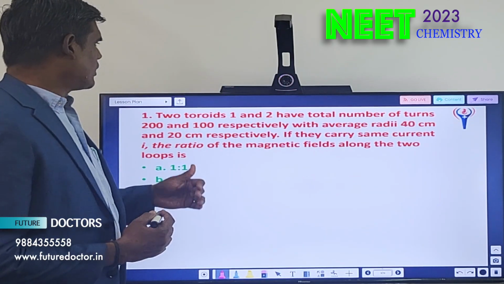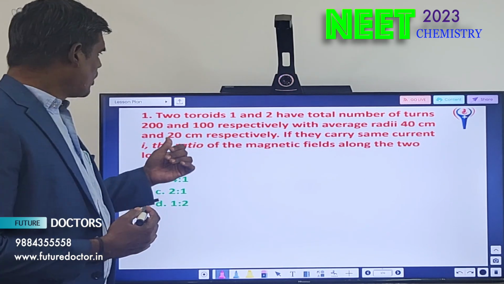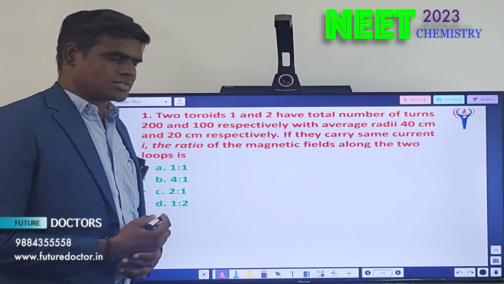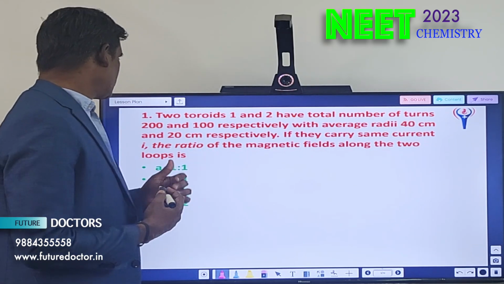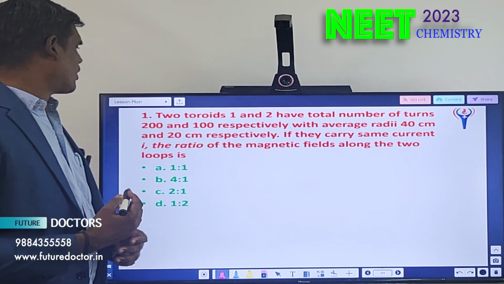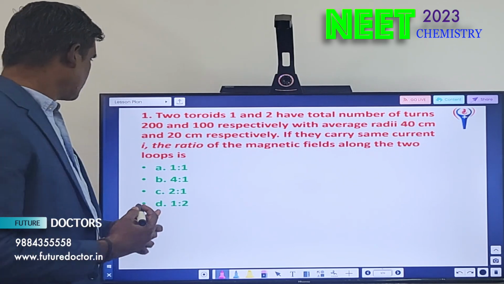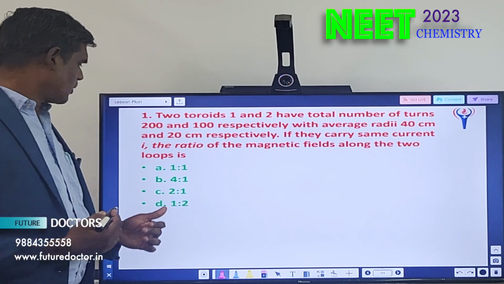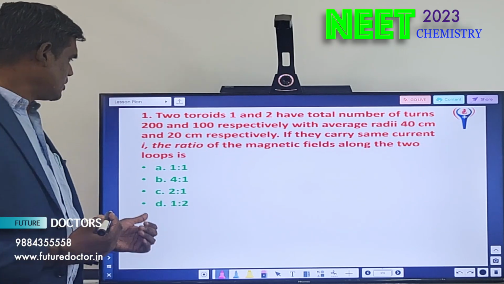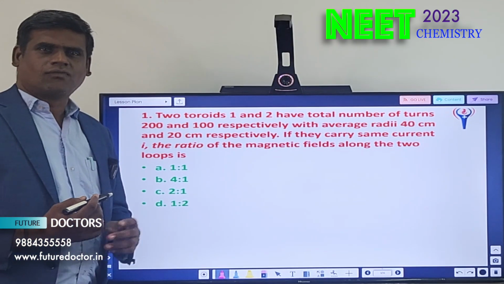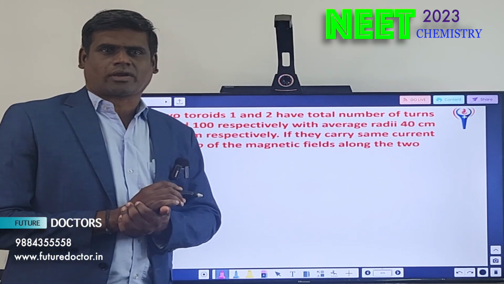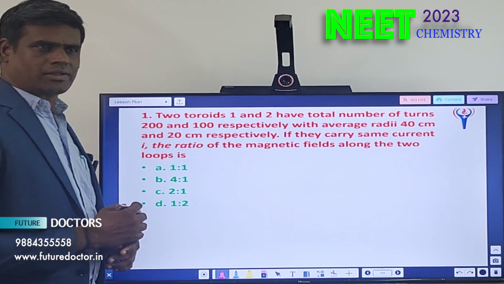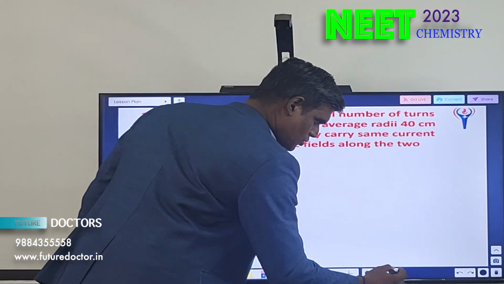Two toroids 1 and 2 have total number of turns 200 and 100 respectively, with average radii 40 centimeter and 20 centimeter. If they carry the same current, the ratio of the magnetic field along the two loops is dash. Option A, 1:1. B, 4:1. C, 2:1. Last option, 1:2. You should know the formula for B for a toroid. By knowing the formula with respect to the radii, you are able to find the solution for this question. Let's move to question number 2.